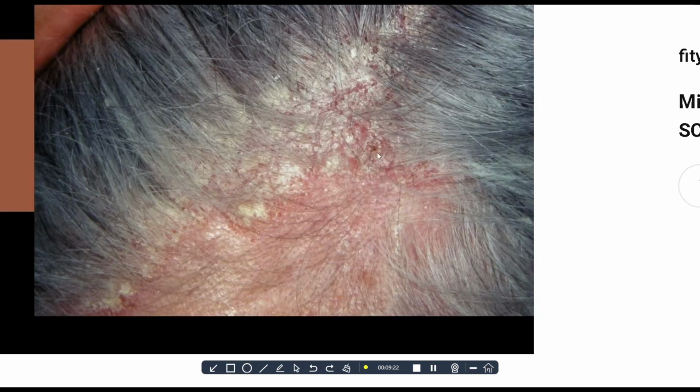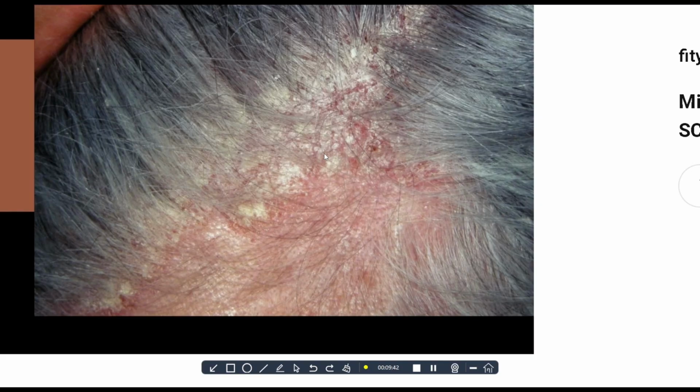So this is the most high yield presentation. You get it in the scalp. You can also get it in the eyebrows, behind the ears, on the face, but the most high yield place is the scalp. So the scalp becomes red, you get these yellow plaques forming, and the scalp is also itchy.